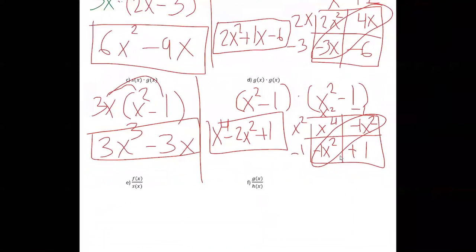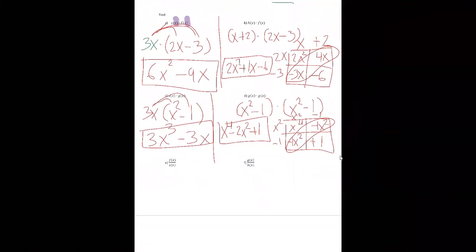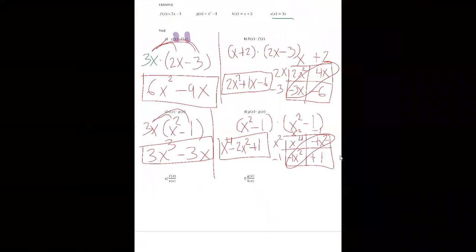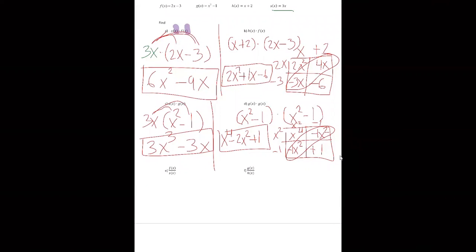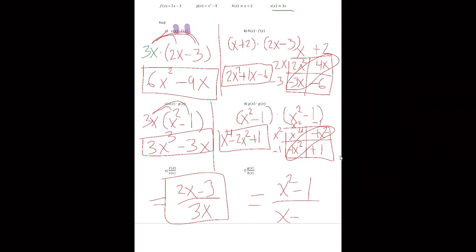And so these problems are definitely the most challenging out of the notes for today. So you might be looking at E and F and like, oh, it's division, these are going to be hard. But honestly, for division questions, you just put them on top of each other. So for example, E, f of x is 2x minus 3, s of x is 3x. That's our answer. F, g of x is x squared minus 1, h of x is x plus 2.